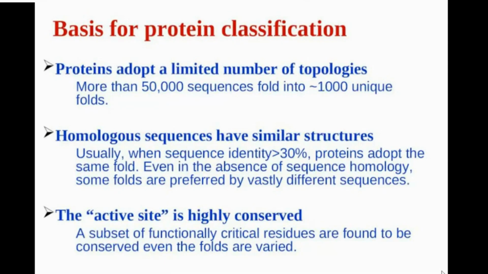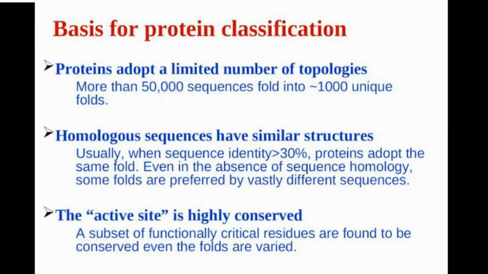The third basis for protein classification is that the active site is highly conserved. The subset of functionally critical residues is found to be conserved even when the folds are varied. The active site, the binding site of the protein, is highly conserved, meaning it does not change with evolution. So SCOP, CATH, FSSP and DSSP have classified proteins on the basis of their structure, not on the basis of their sequences. These are the bases for protein classification in these databases.